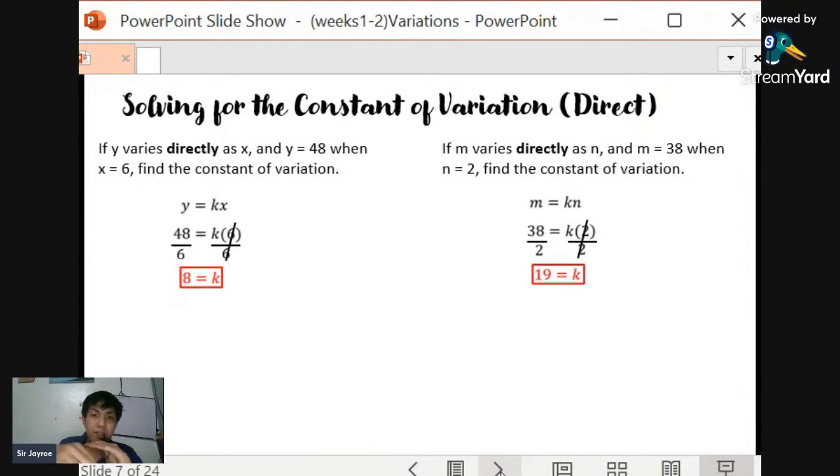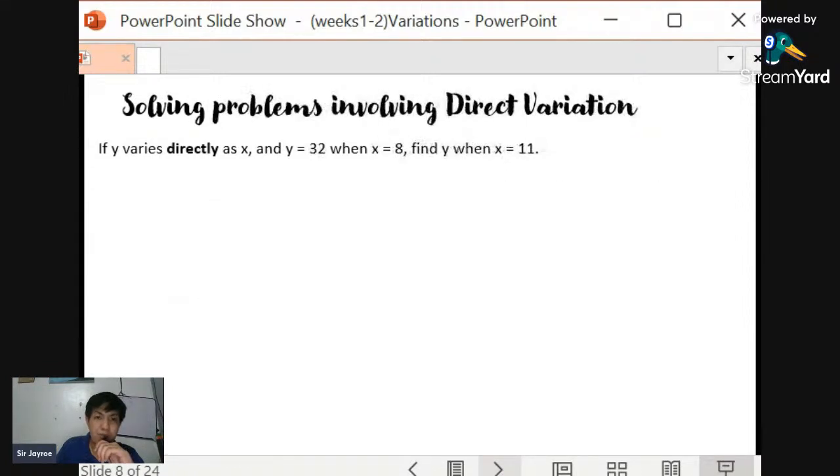So that's it. For direct variation, the keyword is divide for you to get the constant. Let's move on to solving problems involving direct variation. This time, it's not only about the constant, but we're going to solve for the variation itself. If y varies directly as x and y is equal to 32 when x is equal to 8, find y when x is equal to 11.